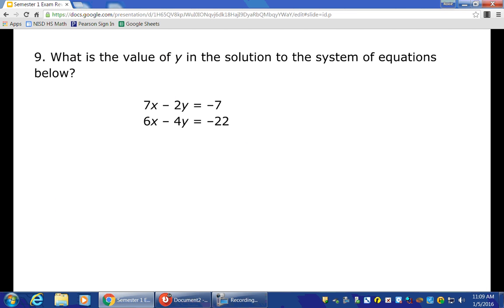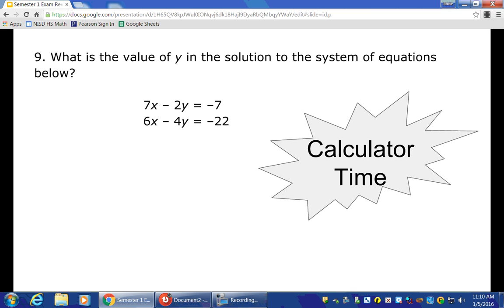Number 9. What is the value of y in the solution to the system of equations below? There are several ways we can solve this problem. We could use elimination, but we would have to multiply both equations. I could use substitution, but I would need to solve one of the equations for a variable. I like the graphing method. And I'm going to use my calculator to solve this one.